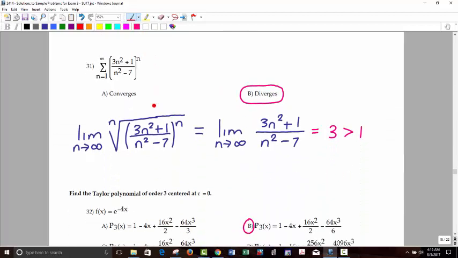All right, let's look at 31. Take the nth root of that, so it gets rid of the n. Take the limit of the inside, which will be 3n squared over n squared. You don't need to do L'Hopital's rule 2 times. You can just look at the fact they have matching powers, and it'll be 3 over 1, which makes it 3. 3 greater than 1 diverges by the root test.